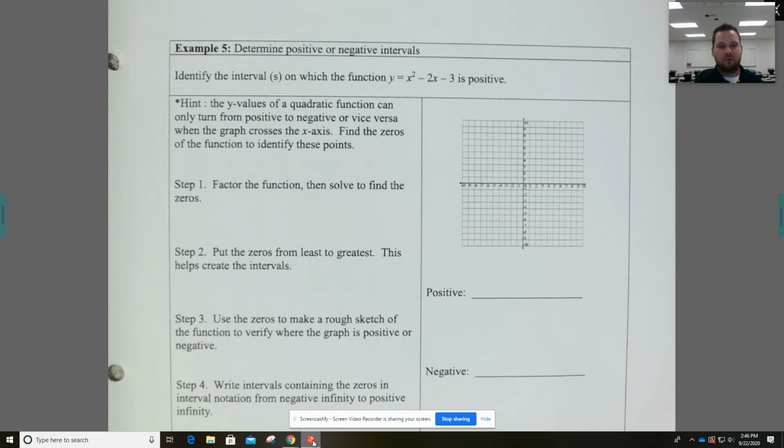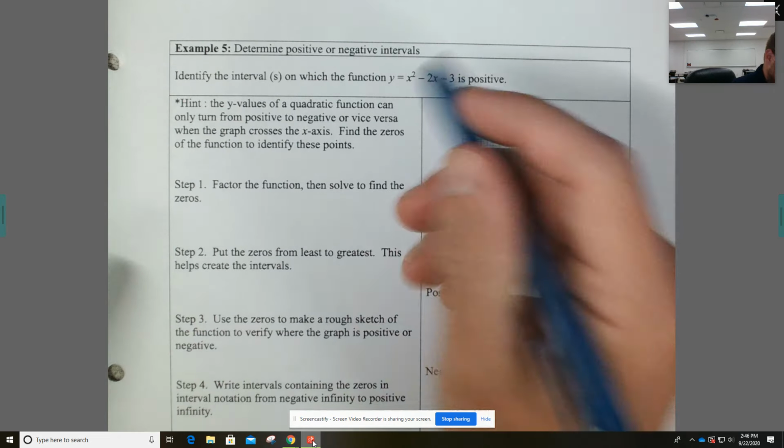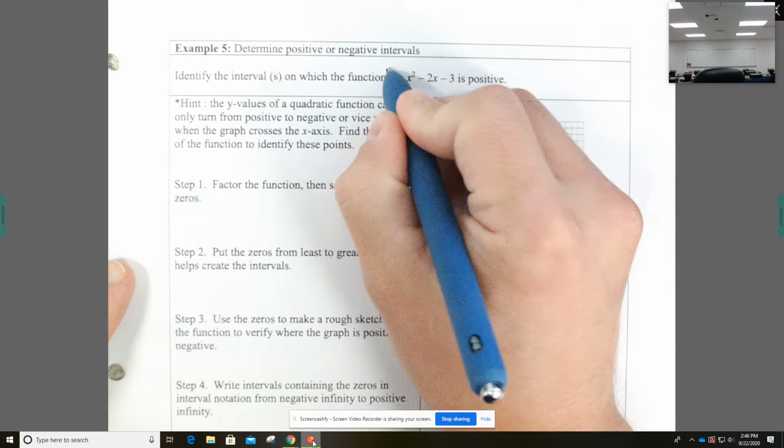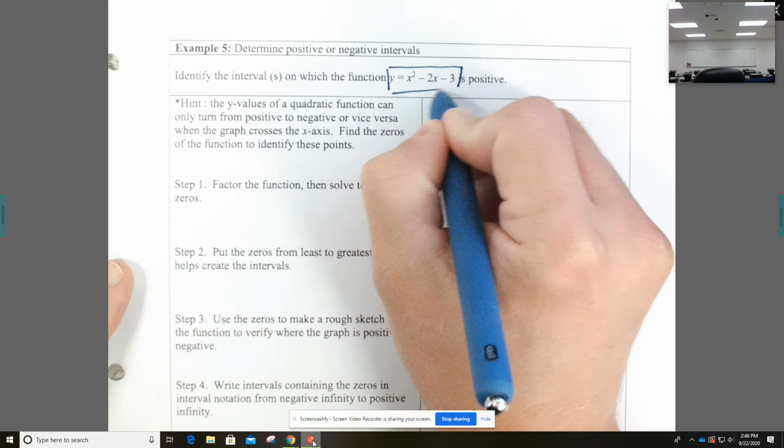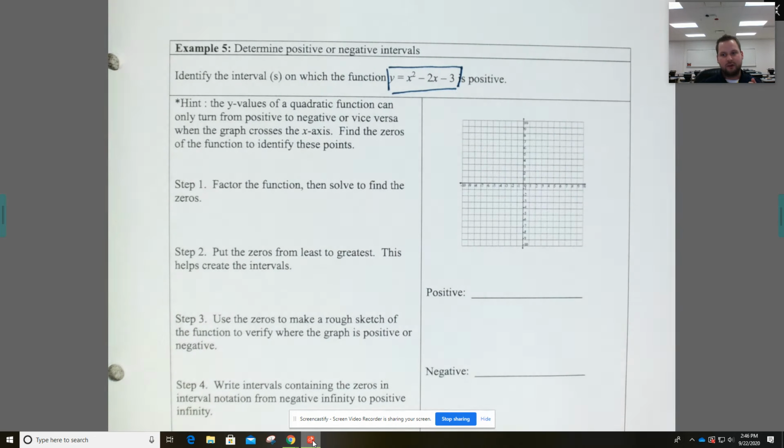All right, so today we're going to spend another day on 2-3, and we're going to look at something a little different today. So this first example, they want us to determine when the intervals of the graph are positive and negative. So they give us this function right here, y equals x squared minus 2x minus 3. And we're going to do the same thing we were doing on day 1.